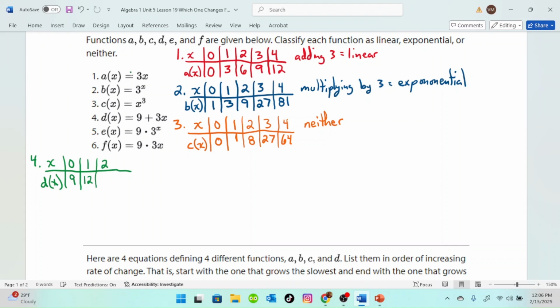If x is 2, 2 times 3 is 6, plus 9 is 15. If x were 3, 3 times 3 is 9, plus 9 is 18. And if x were 4, then 4 times 3 is 12, plus 9 is 21. We can see that we are adding 3 each time. That makes this linear.